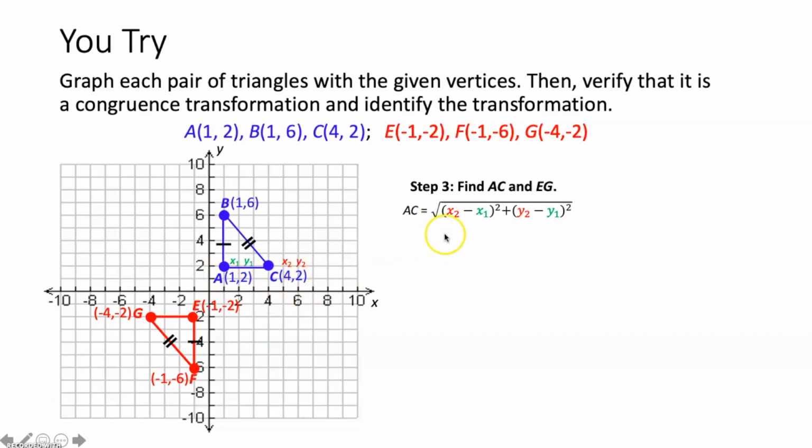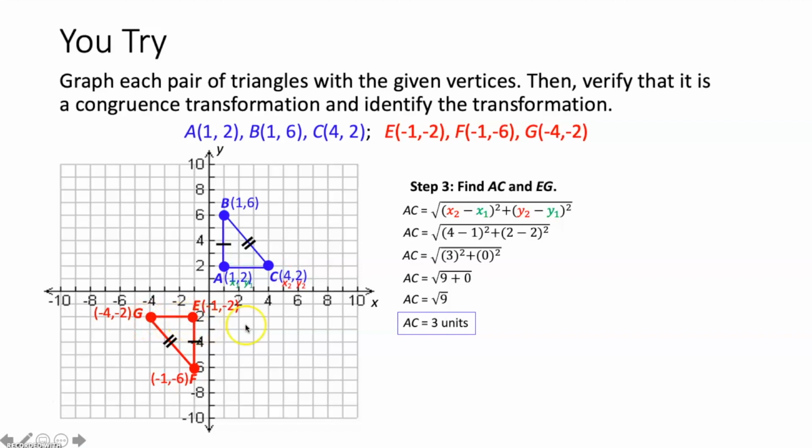Plug in the coordinates to their corresponding spot in the distance formula, and we simplify. 4 minus 1 gives you 3, 2 minus 2 gives you 0. 3 squared is 9, 0 squared is 0. 9 plus 0 is 9, square root of 9 is 3. Therefore, the measure of segment AC is 3 units. Again, it's a horizontal line, could have just counted 1, 2, 3.